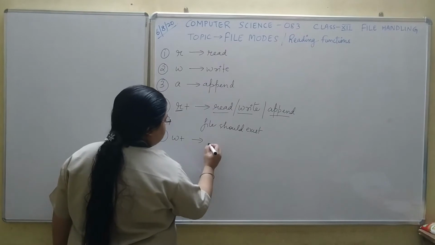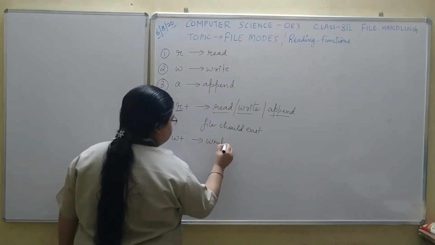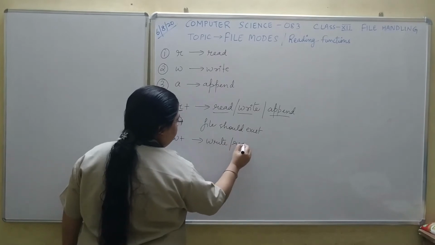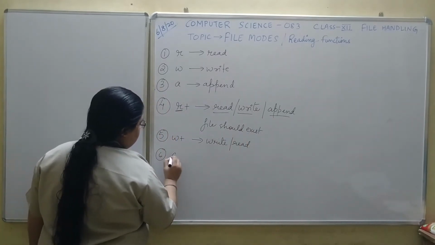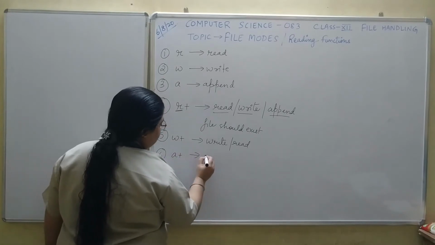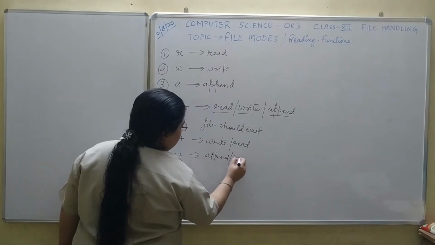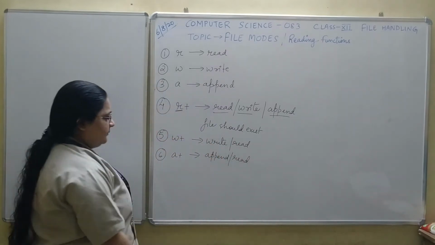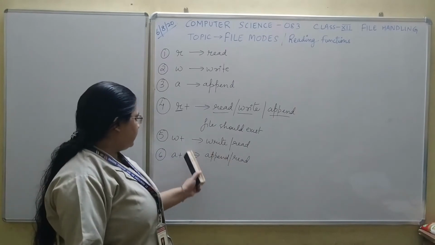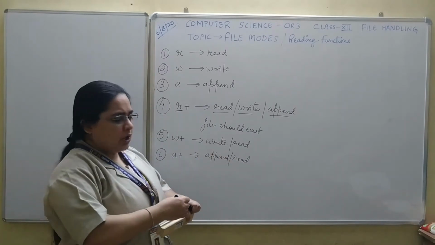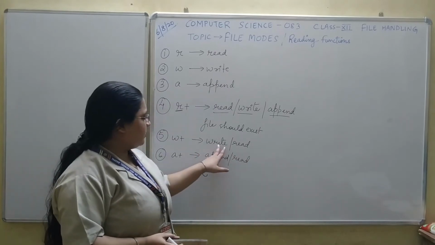Next is W plus. That is, in this we can perform write operation and read operation but not append operation. And A plus, which means you can do append operation and read operation on the file. So file need not exist in these two cases, because if the file doesn't exist, your program is first going to create the file and then it is going to write.